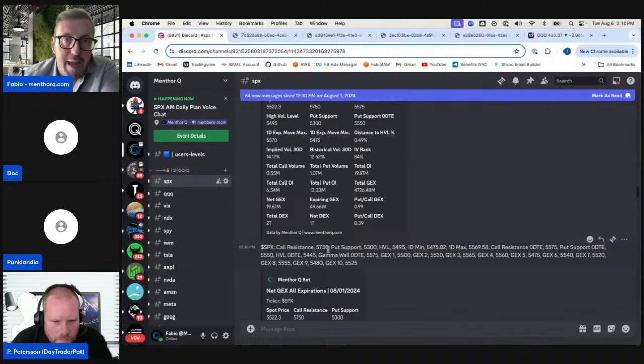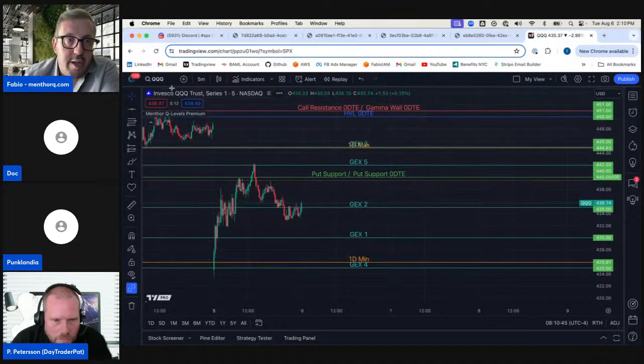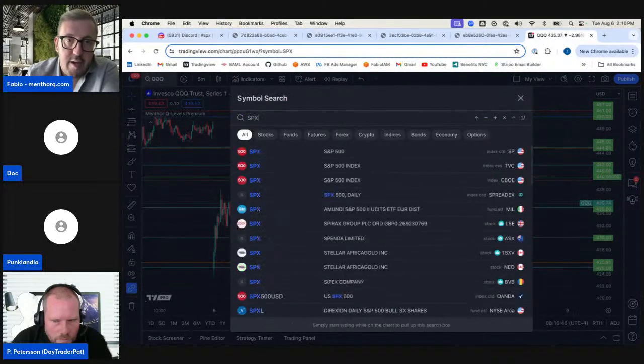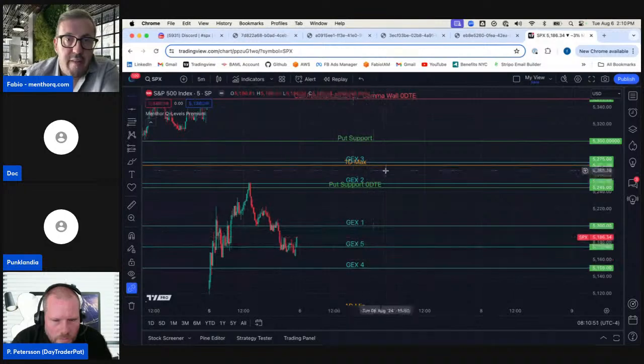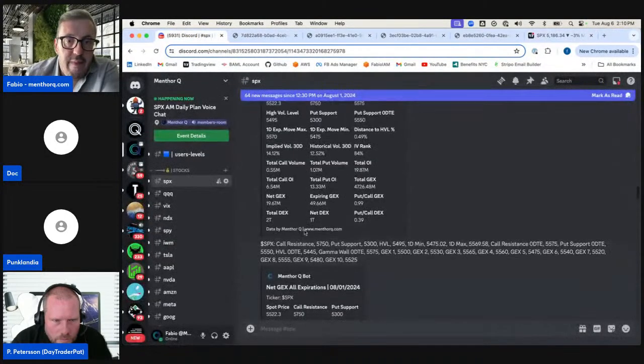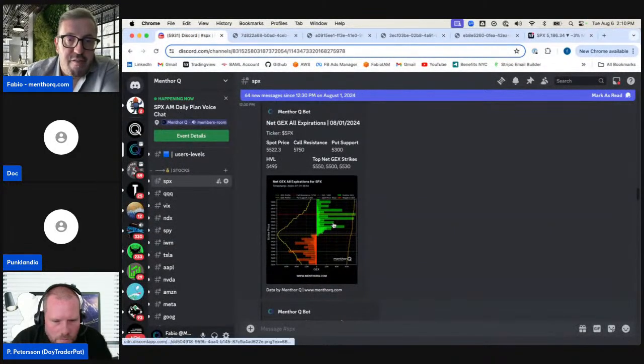Then I can open up my levels. I can go on my TradingView and look at my levels here. So for the day, you can prepare yourself by looking at what the levels are for the day. Then I can look at positioning. This is a very important chart. It's the net gamma exposure for all expirations here.